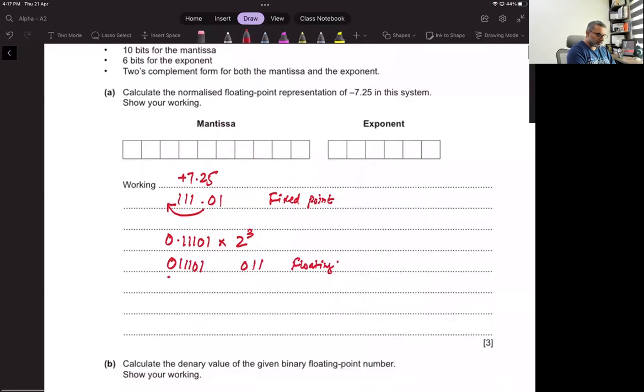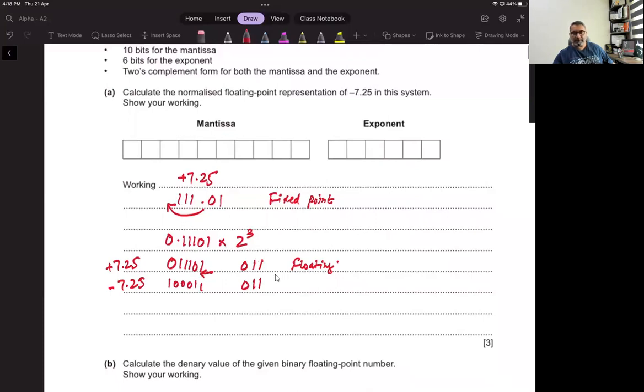Now we have to fill it. We will fill the mantissa from left to right and the exponent from right to left. But this was actually negative, so this is plus 7.25. In order to make it minus 7.25, you will keep the exponent same, and in the mantissa from the right side to the first one, we will keep it same and invert the rest. So whenever the question is negative, we will take the positive of it and we will solve it.